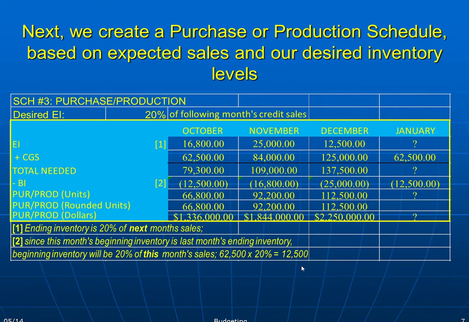So we started this whole process with a sales forecast. Then we moved to our sales collection schedules. Now we're looking at a purchase or a production schedule. In other words, how many units do we need to purchase or produce? In this particular case, it's a purchase schedule because we're assuming we purchase our inventory instead of produce it. The next set of schedules that we'll look at is when will we pay for that inventory?